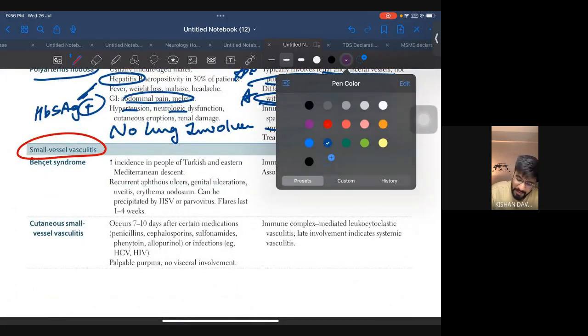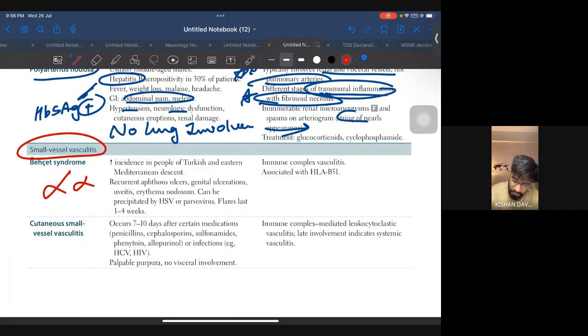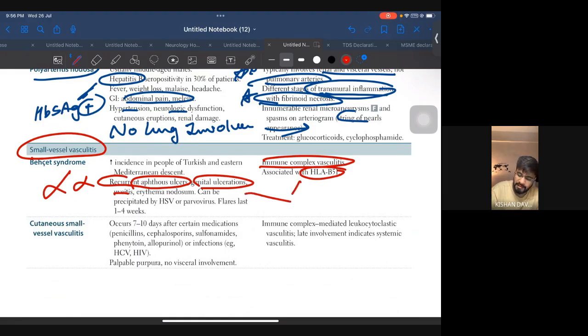Behcet syndrome. They never ask, but let's just see what is important over here. Recurrent aphthous ulcers, genital ulceration, uveitis. Okay. Immune complex vasculitis and HLA B51. इतनी याद रखनी है. One question in UL. बाकी NBME hasn't asked any question related to this. All right. If they are asking about aphthous ulcers and they give you some type of vasculitis occurring, think about Behcet syndrome. Cutaneous small vessel vasculitis.